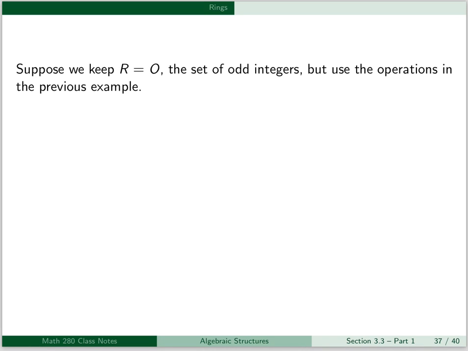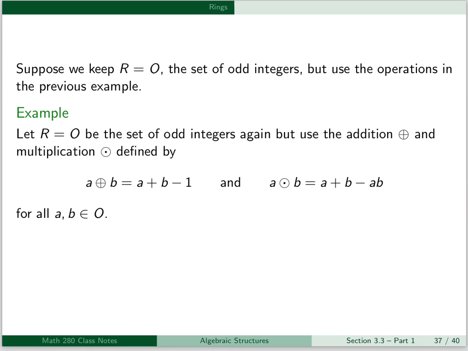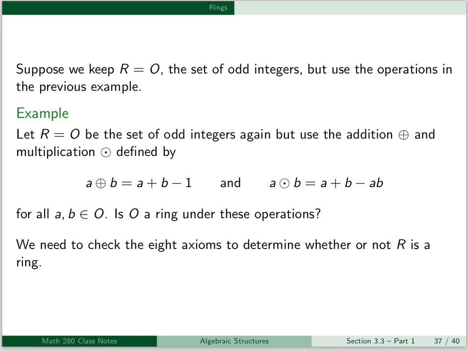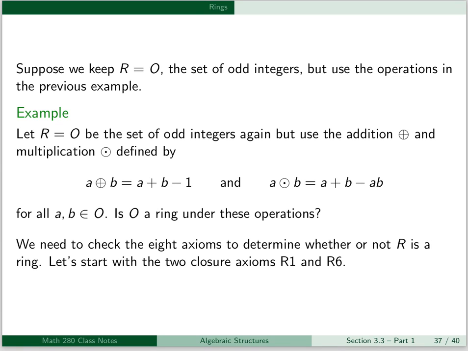Now suppose we keep R equal O, the set of odd integers, but use the operations from the previous example. So for this example, we're going to let R equal O be the set of odd integers again, but we'll use the addition circle plus and multiplication circle dot defined by the two formulas shown. And the question is, is O a ring under these operations? We need to check the 8 axioms to determine whether or not R is a ring. So let's start with the two closure axioms, R1 and R6.